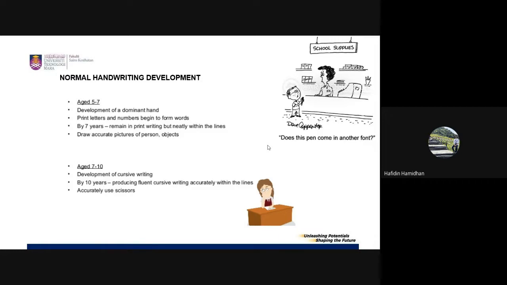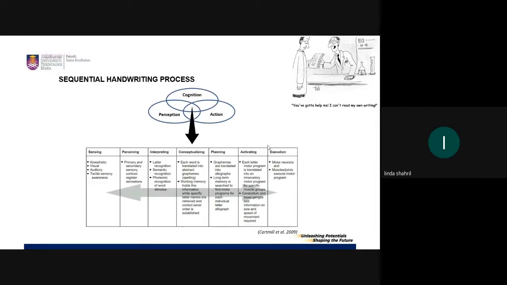Sekejap untuk makluman, nanti kita akan buka sesi Q&A pada akhir session nanti ya. Okey, terima kasih.